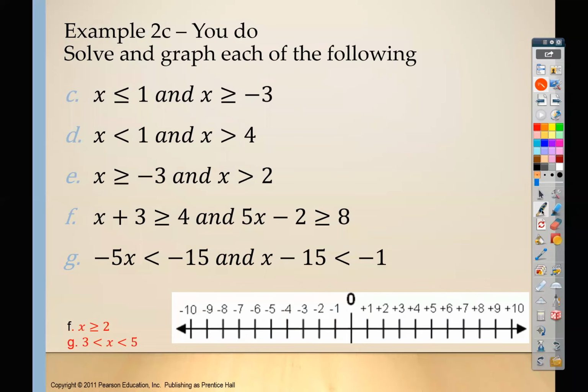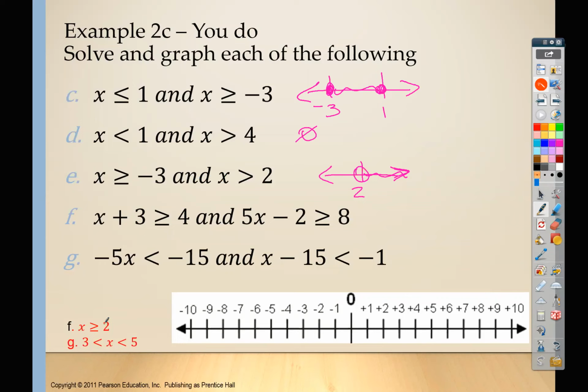So let's see, if I was going to graph this one, I would graph everything that's greater than or equal to -3 and also less than 1. So I would have something like this. In D, it's less than 1 and greater than 4. So that would be no solution. There is nothing. Greater than or equal to -3 and greater than 2, so you would just graph where you have greater than 2.